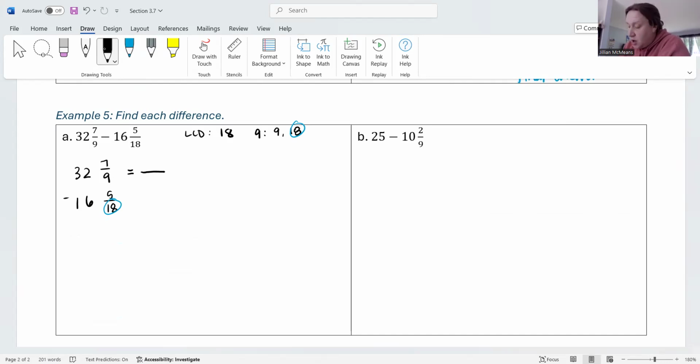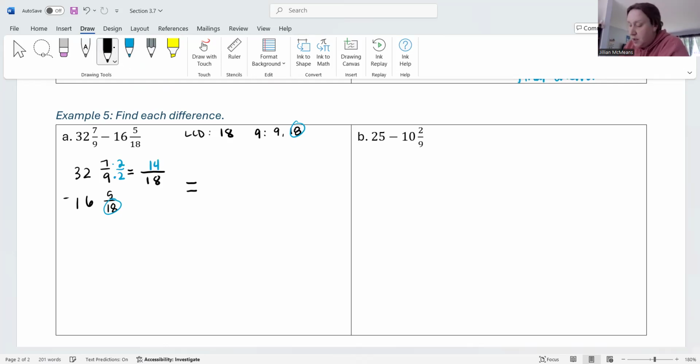I want to convert 7/9 to an equivalent form with 18 as the denominator. So what do we multiply 9 by to get 18? Well, that would just be 2. So if I multiply the bottom, I have to multiply the top, and 7 times 2 is 14. Okay?